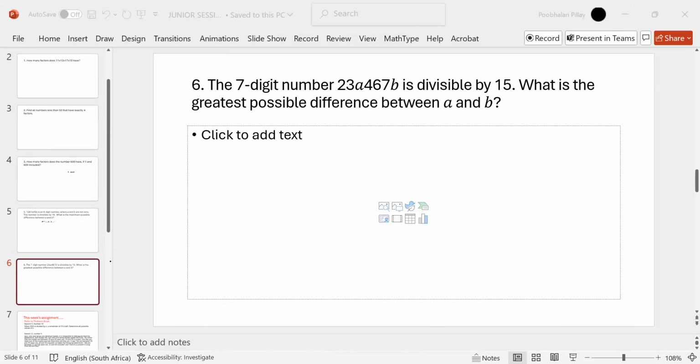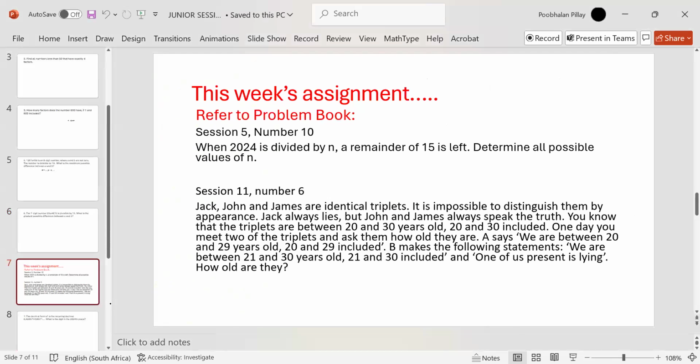Now, let's get to the next problem. The next problem says, oh, this week's assignment. So you got 2 problems this week. I know that some of you are writing exams. Hopefully your instructor will give you more time. I think they are doing that.